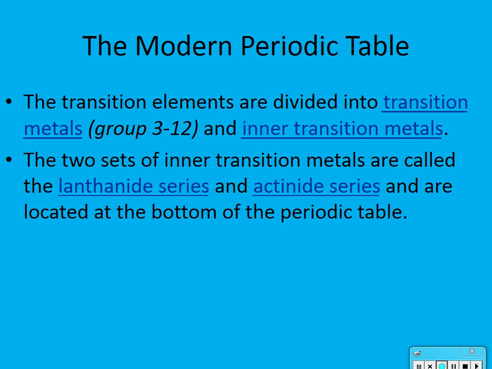Okay, the 2 sets of inner transition metals are called the lanthanide series. If you look there, this La is lanthanum, so it's called the lanthanide series, and actinium is the one below it, Ac, so it's called the actinide series. And they're located at the bottom of the periodic table.